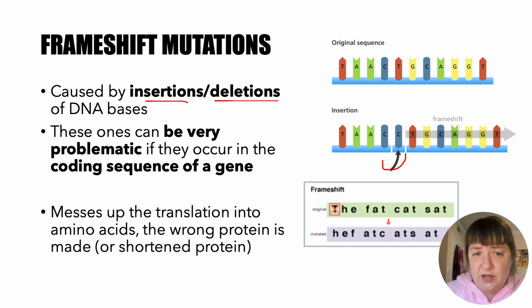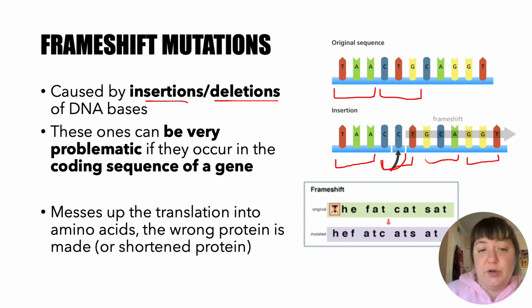So there's the codon. The codons are like 3-letter words, right? And that's what's called the reading frame. So here we have our codon, and then now there's this other one, and all the other ones are going to be messed up after that mutation happened. These can be really problematic if they occur in the coding sequence of a gene, because you are basically messing up the whole protein.